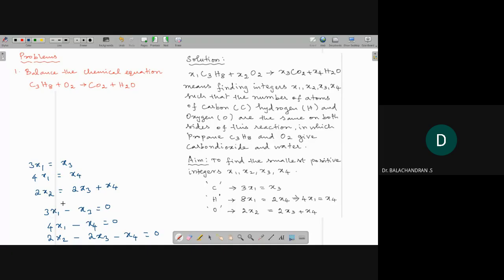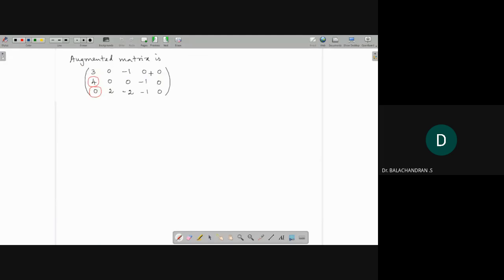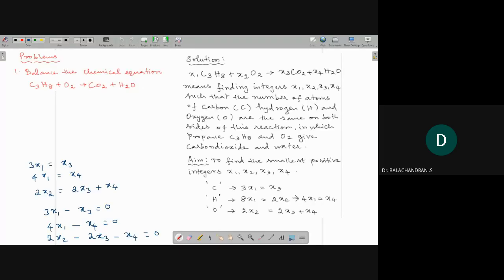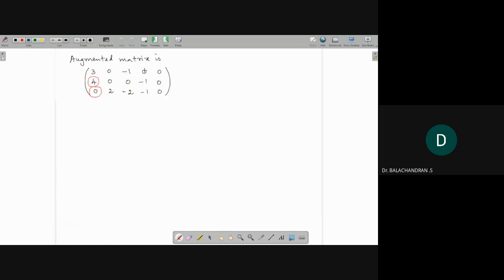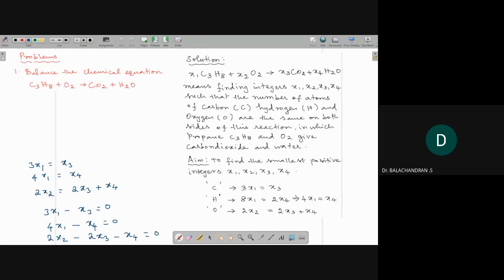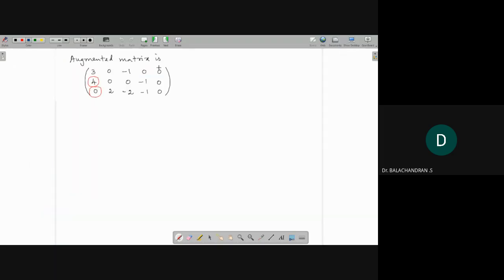Okay, so now from this you should form the matrices. The first row is 3, 0, -1, and then 0. Here I'm writing directly the augmented matrix. The first row is 3, x2 is 0, x3 is -1, and x4 is 0. This is the matrix A up to this, and then the augmented matrix right hand side is 0, 0, 0. So that's the reason here you have 0, 0, 0.